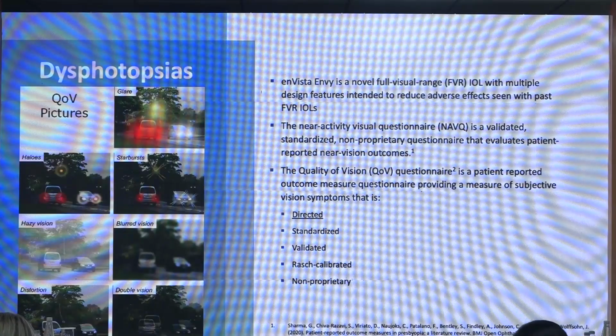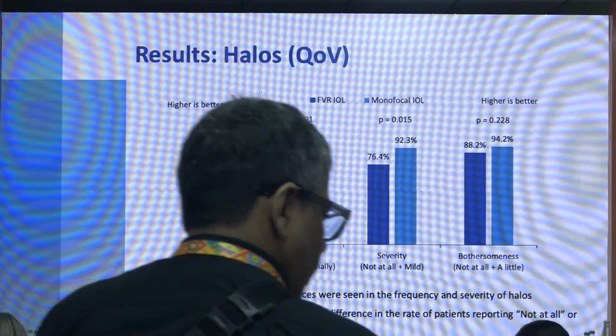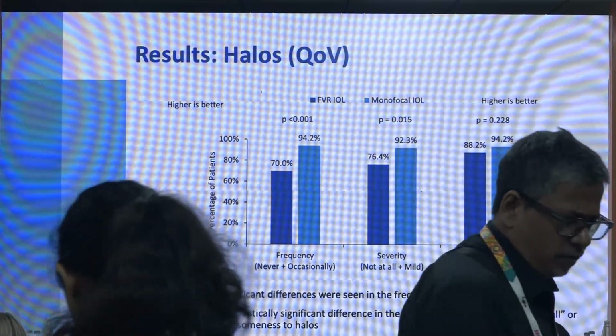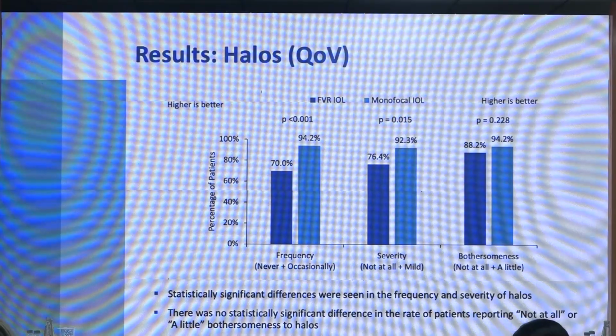Patients are shown, this is a glare, this is a halo, this is a starburst. Do you experience them? How bad are they? Okay, this is designed to try to make patients report it. In the clinical trial in Envy, halos, there was a statistically significant difference seen in the frequency and severity of halos, but there was no statistically significant difference in the rate of patients that had bothersomeness to halos, so reporting not at all or a little bothersomeness to halos.